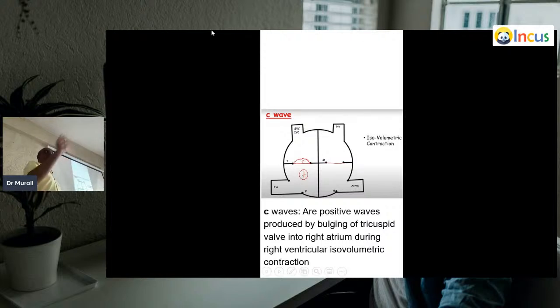Now, doctor, one of the favorite questions asked in the exam: where do you see the C wave? It is during the isovolumic contraction of the ventricle. Isovolumetric means the aortic valve is still closed, the tricuspid valve is still closed, and the ventricle is contracting to build pressure. During that time, some back pressure happens. So you will fill up the blank in tomorrow's exam. You should not forget.